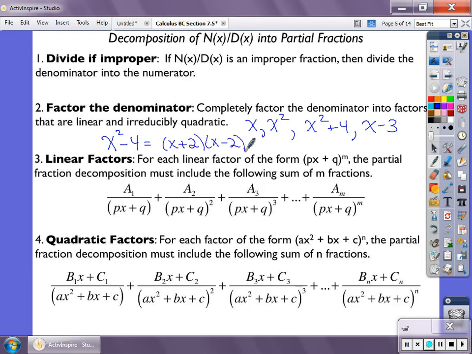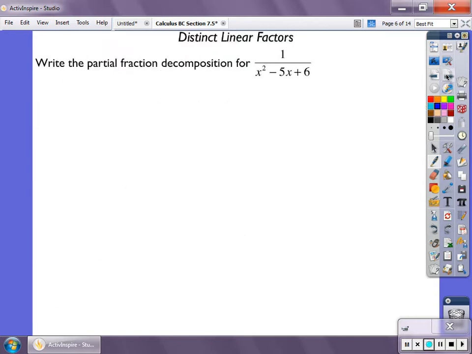For linear factors, what we're going to do is for each linear factor of the form px plus q raised to the m power, the partial fraction decomposition must include the following sum of m different fractions. And basically, you're just going to take some unknown constant and put it over your linear factors. If it's quadratic, then you're going to have a different type of linear numerator right there, and we'll be going into that. And it may look like a lot right now, but it's actually quite simple, and we'll get to that here shortly.